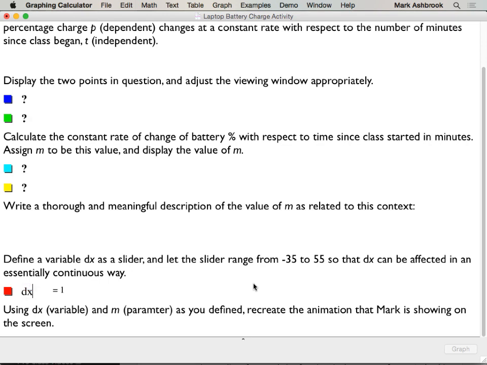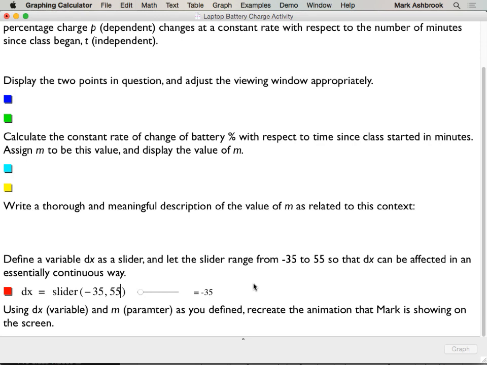Whenever you type in n, it'll pop up the slider underneath the graph, but you can make any variable a slider by saying equals slider. When you get done typing slider, it'll be italicized. Then you tell it the starting value, so paren, starting value, which I said negative 35. It's not a function, it's just the slider command. So negative 35, comma, 55. And then the slider pops up.